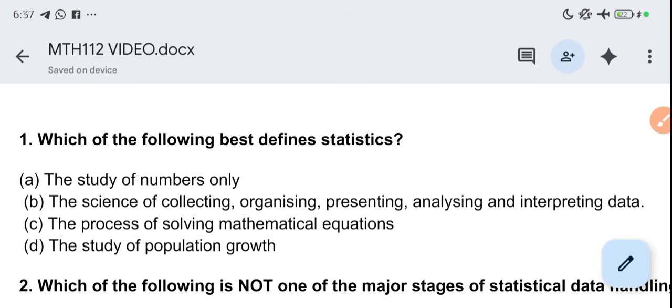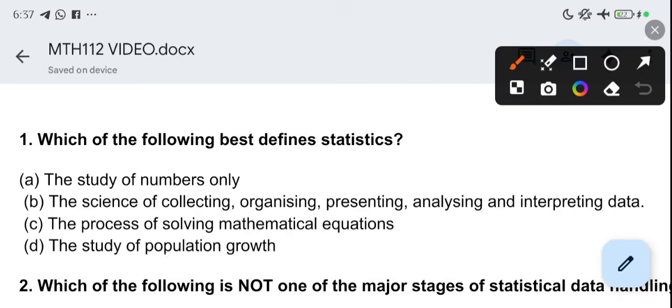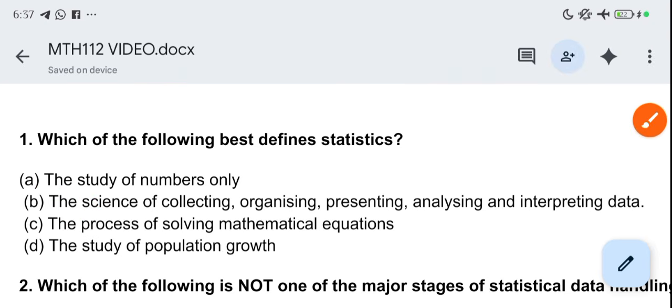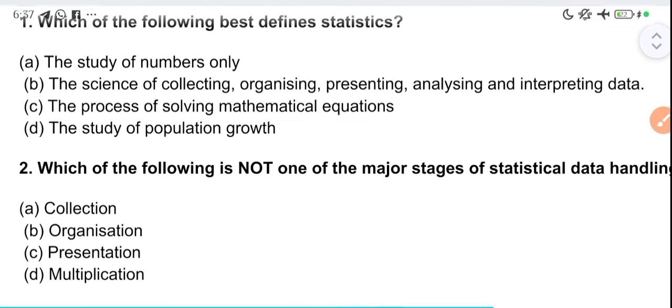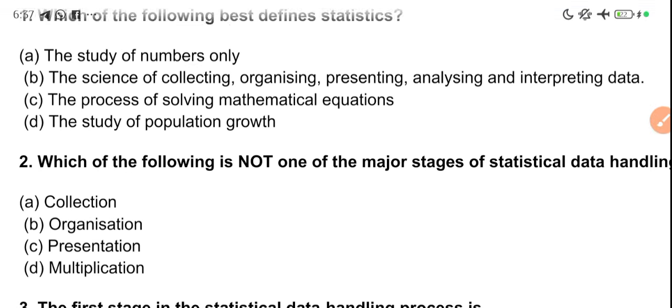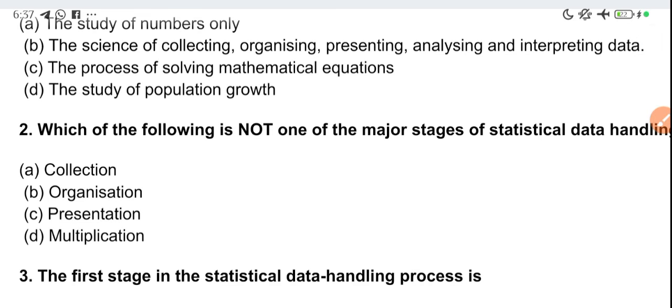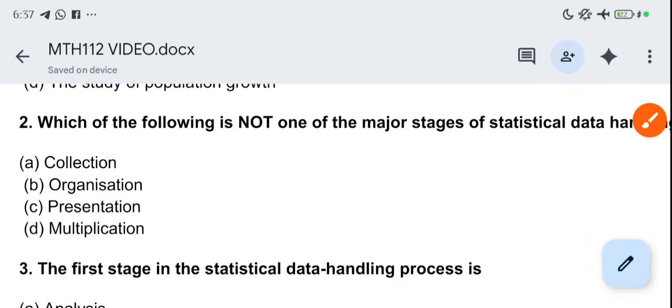Right, so which of the following best defines statistics? Statistics is the science of collecting, organizing, presenting, analyzing, and interpreting data. Question 2: which of the following is not one of the major stages of statistical data handling? Which of the following is not one of the stages? For this question, drop the answer in the comment section.